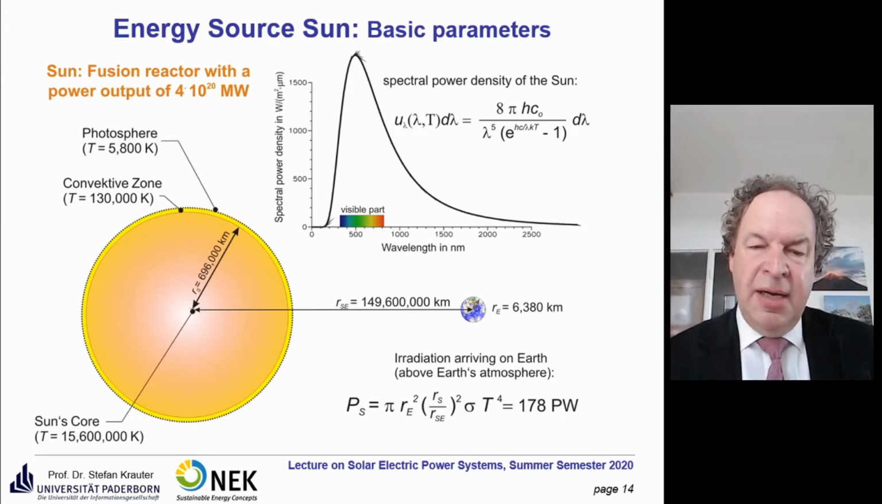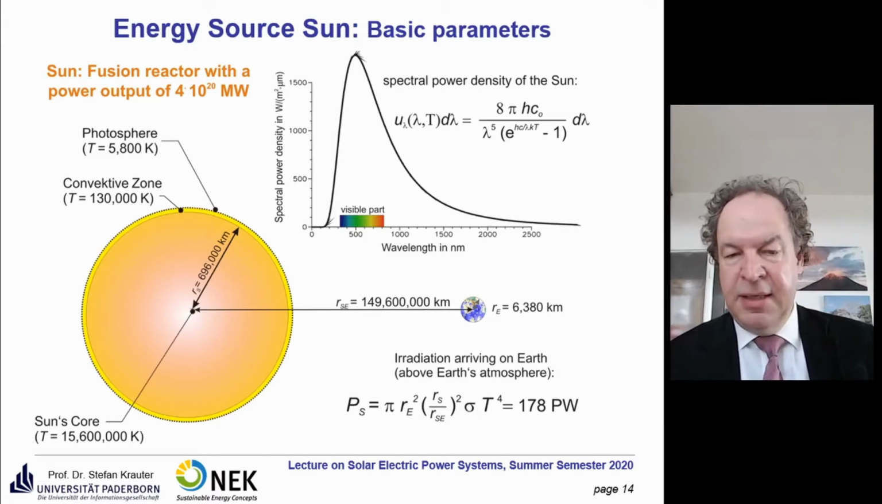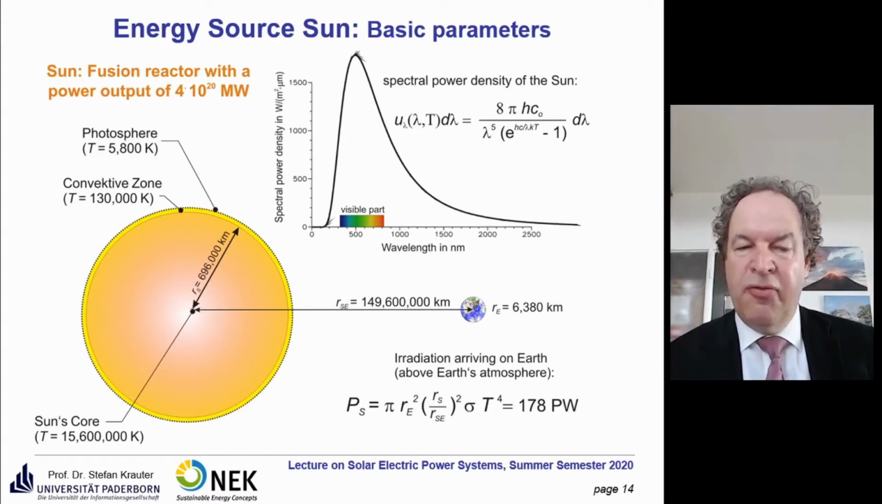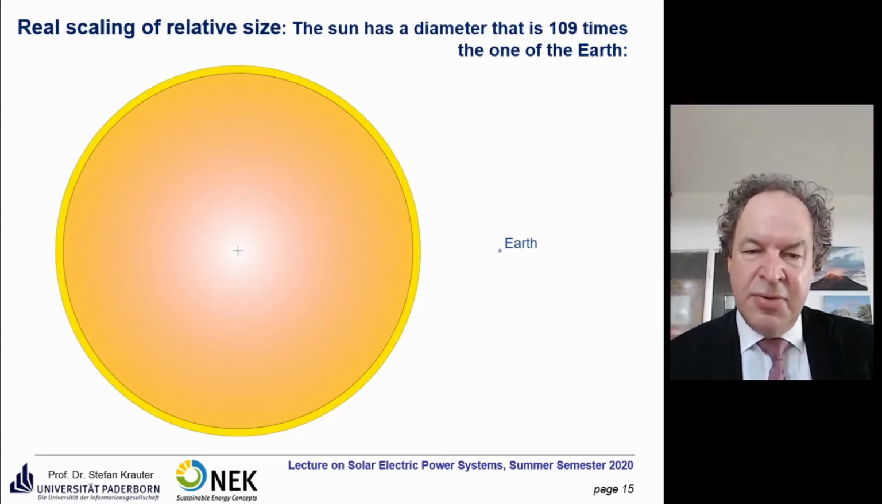That's not to scale; we will see later what the real scale is. We get about 178 petawatts of power above the Earth's atmosphere, so not at ground level, but at the satellite's sphere. As I told, it's more than enough, 14,000 times the world's energy consumption. Now let's look at the real scale of the sun and the distance. That is the actual scale: that's the diameter of the sun on the left side, and you see the Earth is really, really small in comparison.